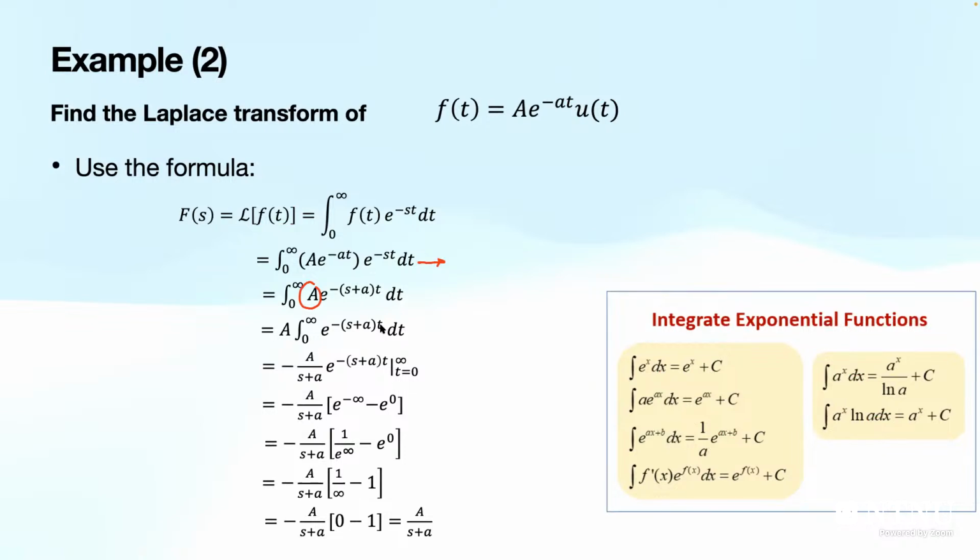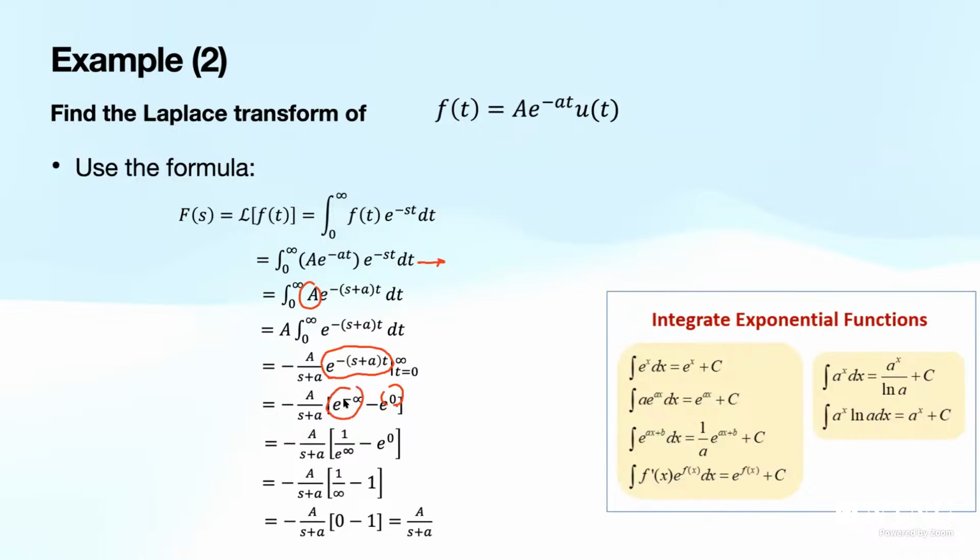Just integrate. The integration of the exponential part will be the same exponential part divided by the first derivative of the power. The first derivative of the power will be negative (s+a). So it will be minus a divided by (s+a) multiplied by this exponential term, and substitute by t from 0 to infinity, because this is integration from 0 to infinity. So substitute the upper bound first. We will set t equal to infinity minus the value at 0. So it will be e^(-infinity) minus e^0.